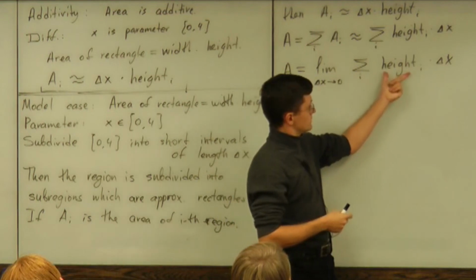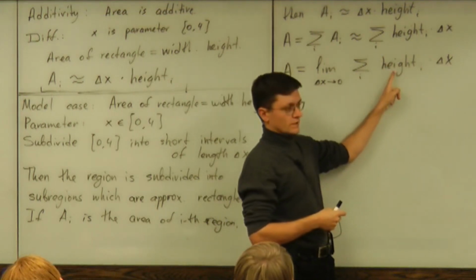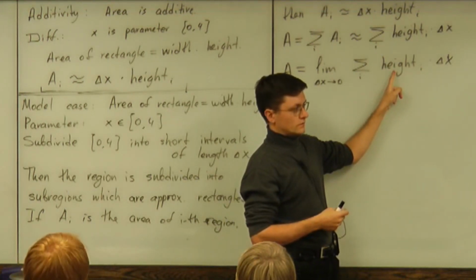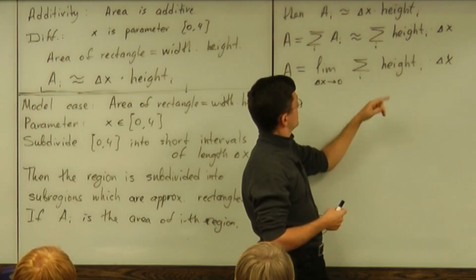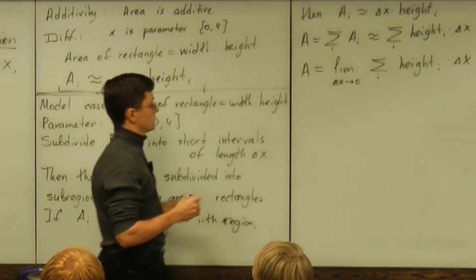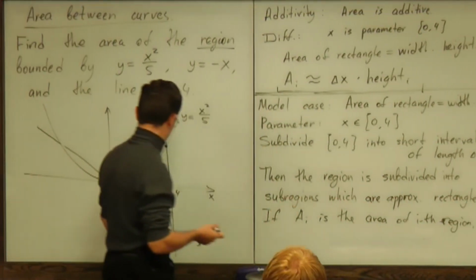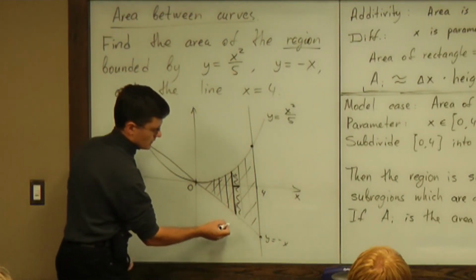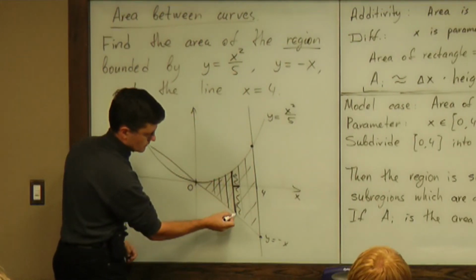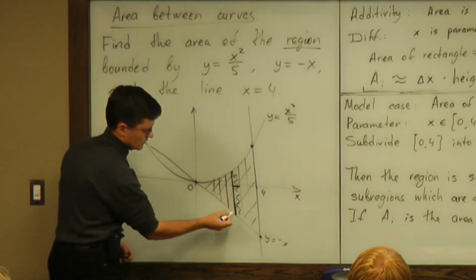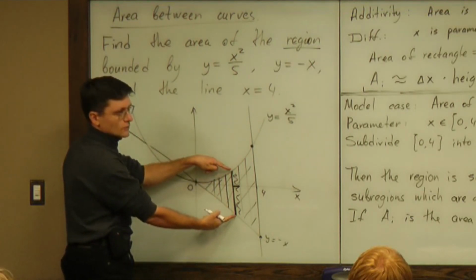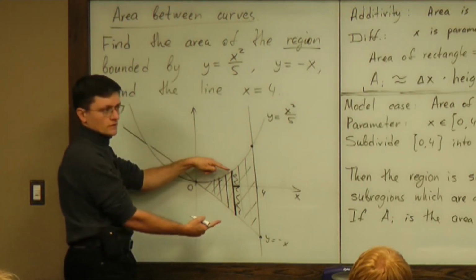And what I need now is to figure out what this height is so that it depends on x. So what is the height? Well, the height is going to be geometrically this vertical distance between the two graphs.